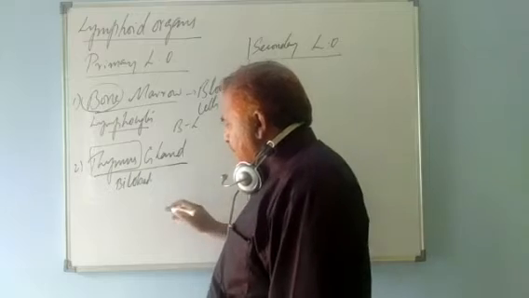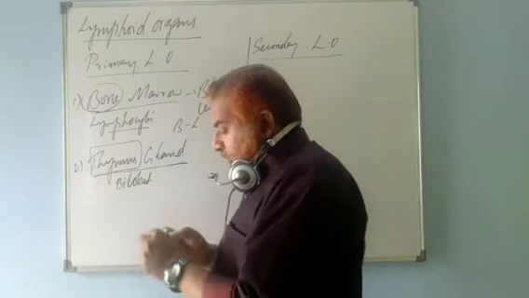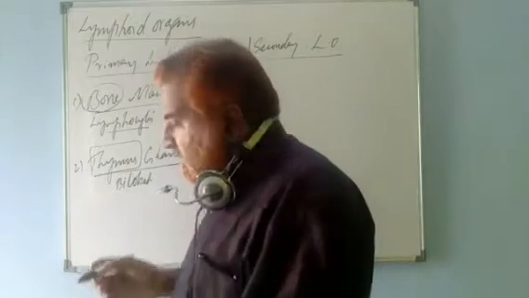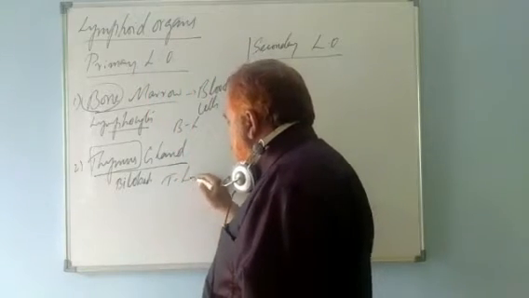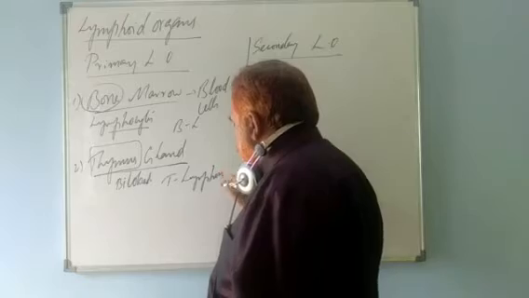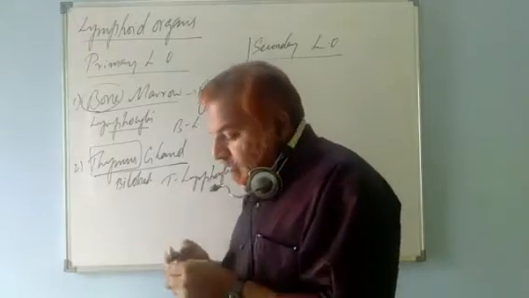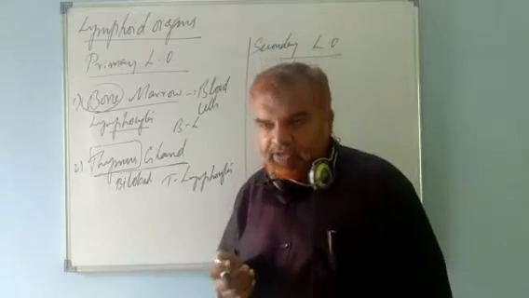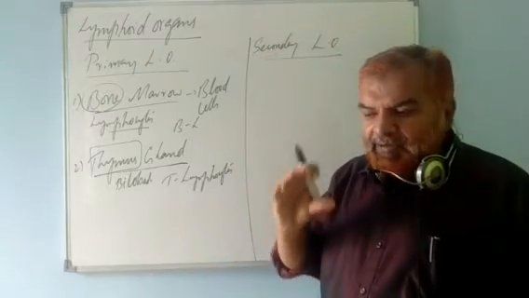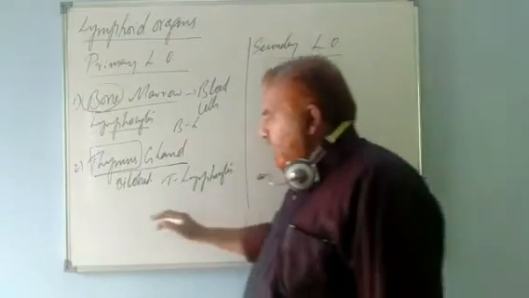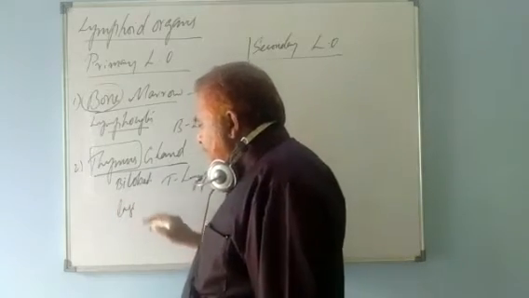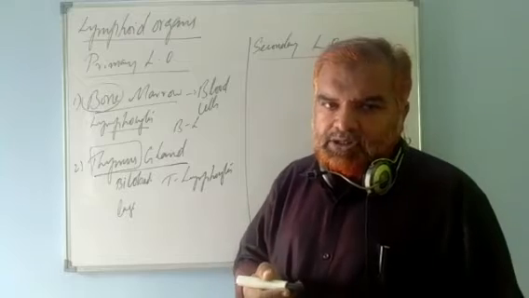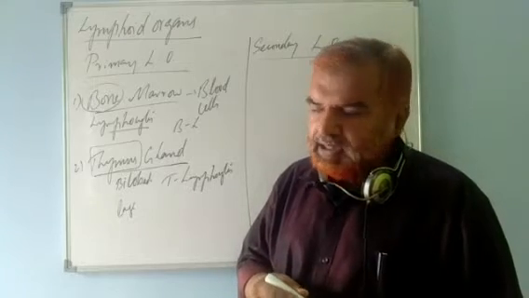In this gland, the lymphocytes that are proliferated, matured and formed are known as T lymphocytes. They are known as T lymphocytes because they come from the thymus gland. In children, the thymus gland will be very large and very active. It produces lots of T lymphocytes because they need a lot of immunity.